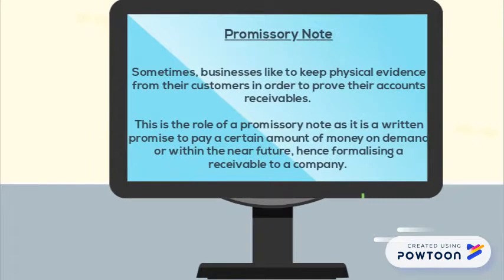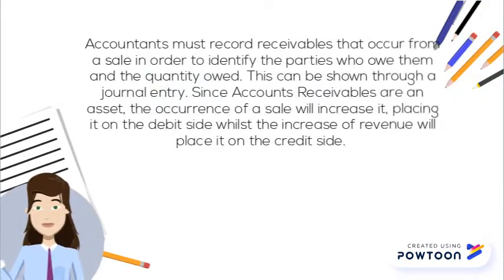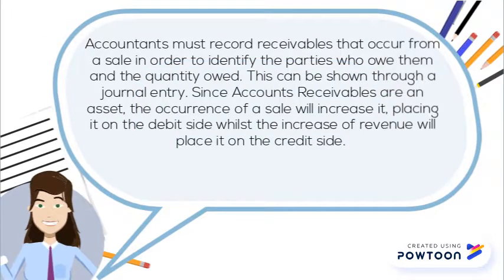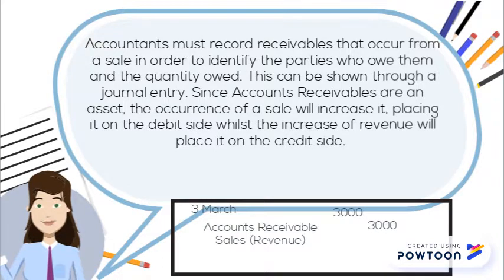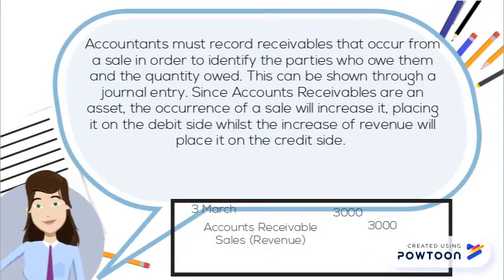A promissory note is a written promise to pay a certain amount of money on demand or within the near future, formalising a receivable to a company. Accountants must record receivables that occur from a sale in order to identify the parties who owe them and the quantity owed. This can be shown through a journal entry.